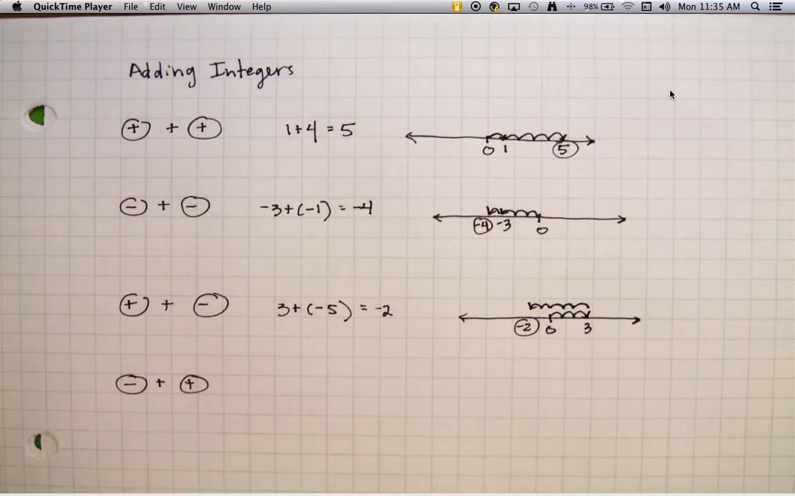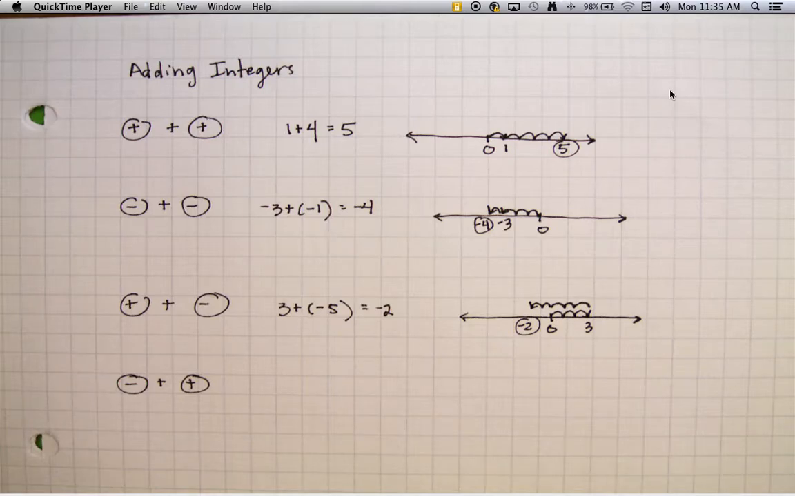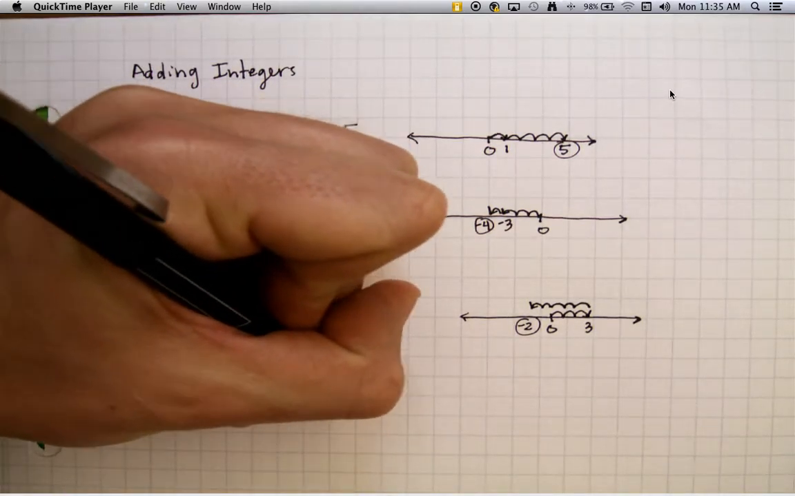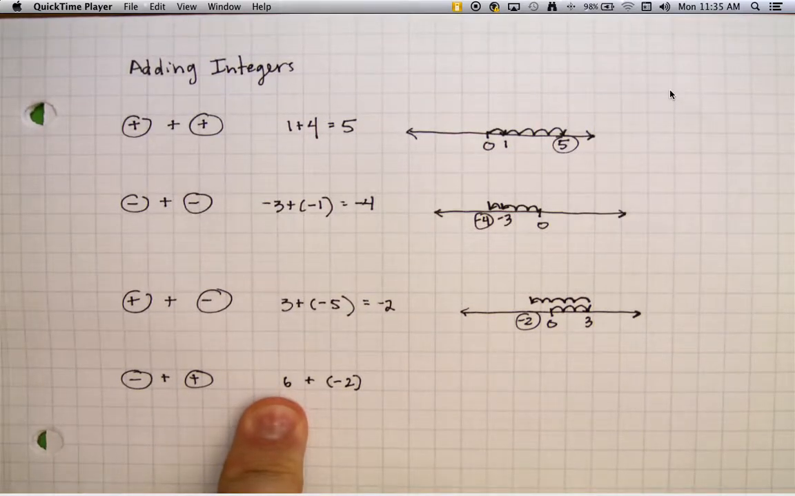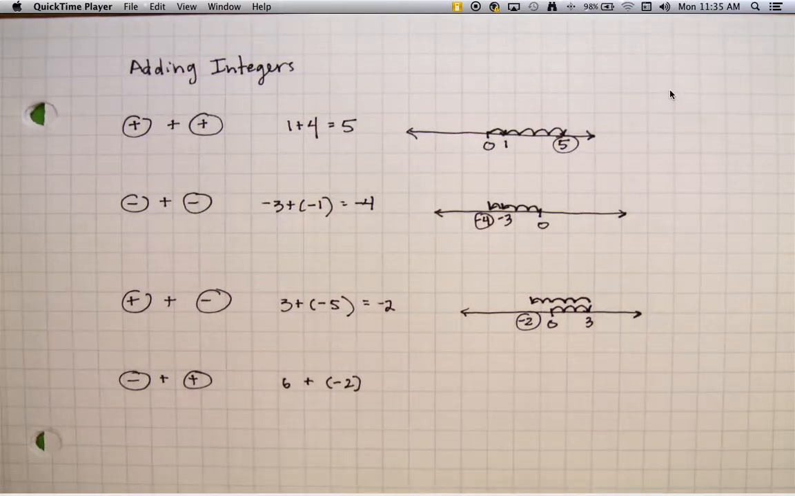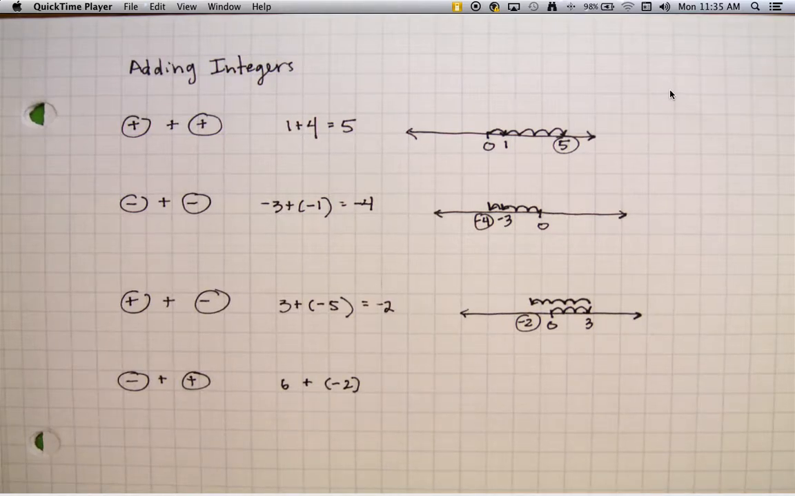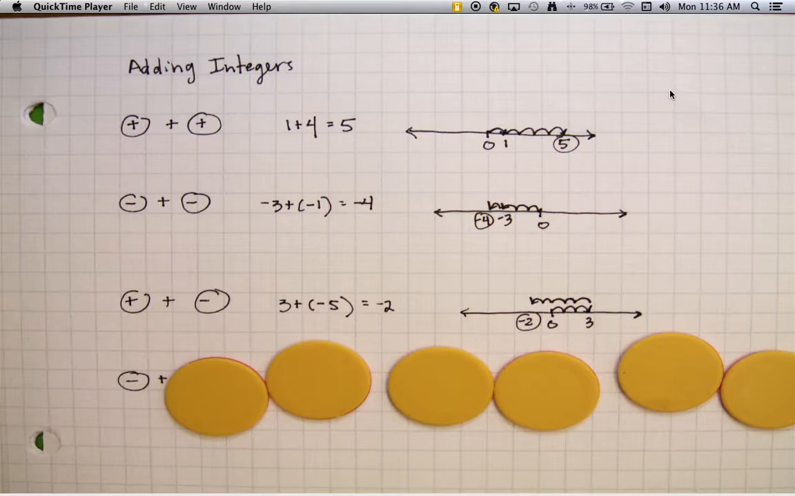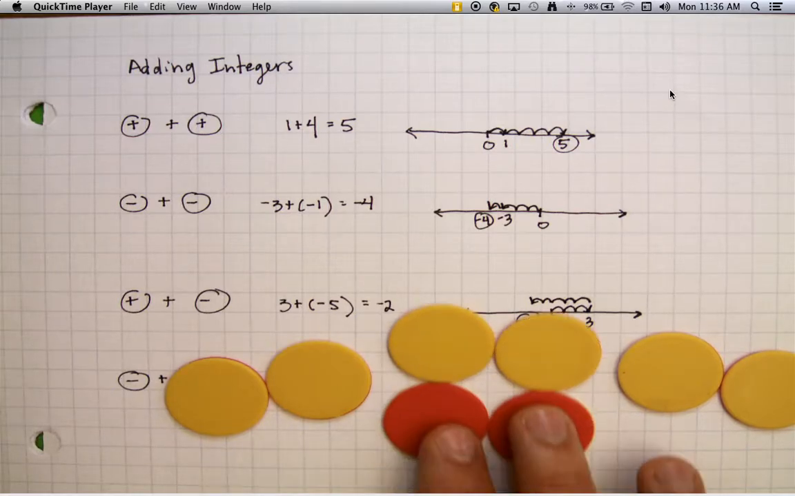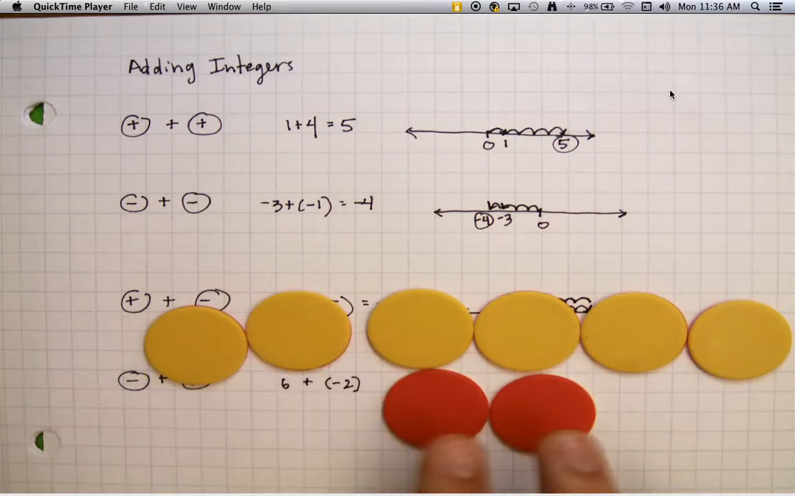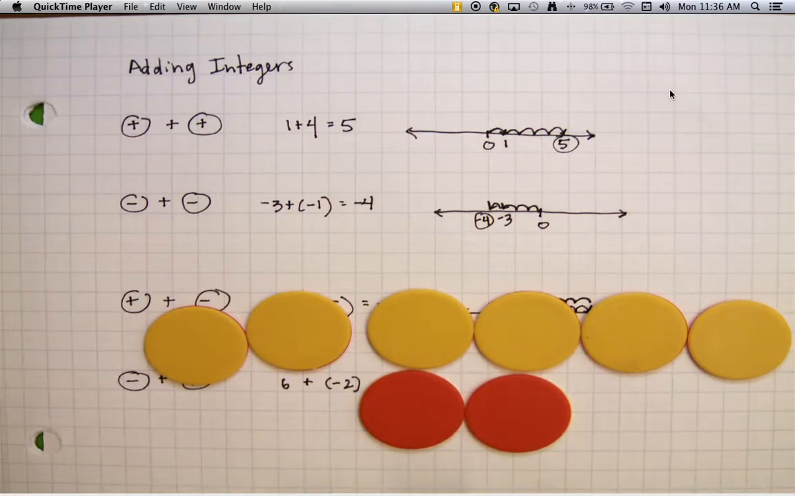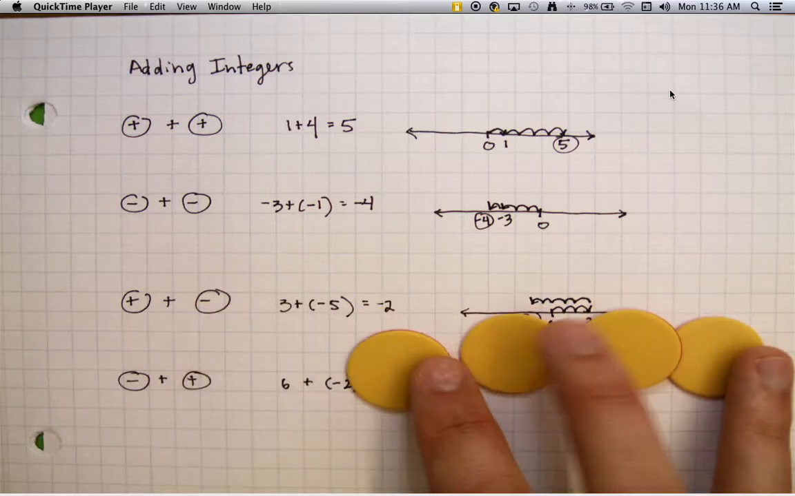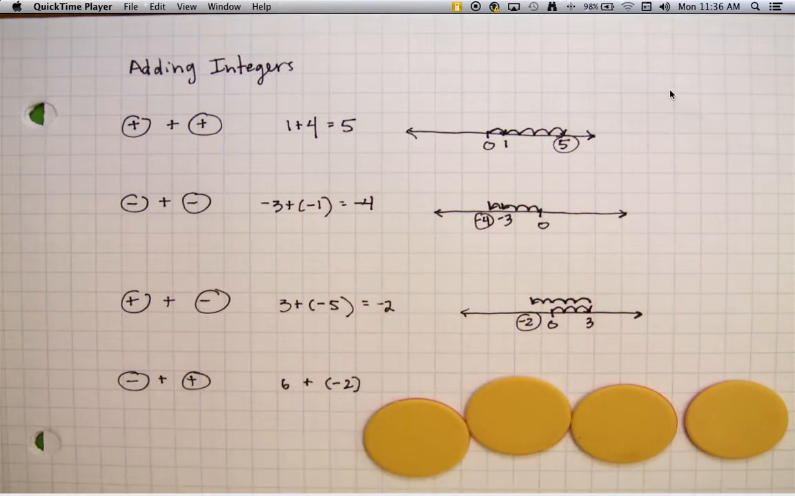Looking at an example where the absolute values change, we're going to take 6 plus -2. What I mean by change is now the positive number has the greater absolute value. You might be able to guess what happens next. We start with 6 positive objects. To that we add 2 negative objects. I'm going to scoot those up. And we have 2 0 pairs. Positive and negative make 0, so I have a total of 4 positive objects left.